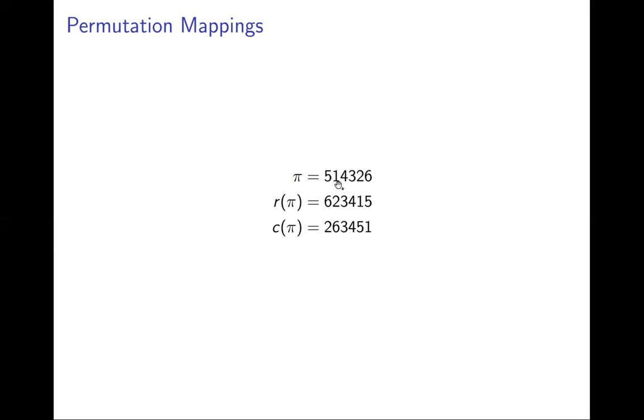So if you look at pi, we see that in its second position we have the number 1, and then in the complement, that 1 becomes a 6, and the 6 in pi becomes a 1 in the complement. And the rest of the numbers follow accordingly as well.